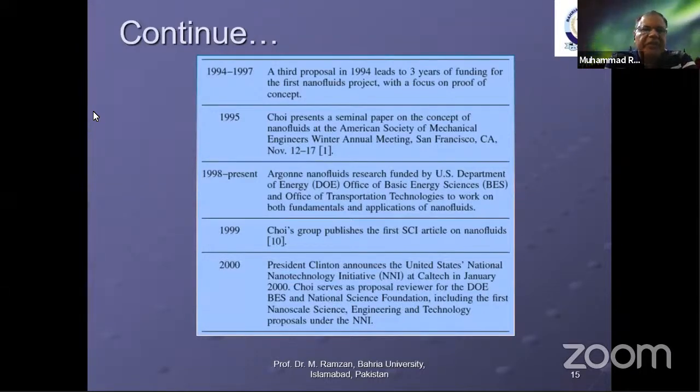In 1995, Choi presents a seminal paper on the concept of nanofluids at the American Society of Mechanical Engineers. Choi selected the word nanofluid for a mixture of nanoparticles and a liquid. This new class is expected to exhibit a higher thermal conductivity as compared to those of the currently used heat transfer fluids, and they represent the hope for the best heat transfer enhancement.